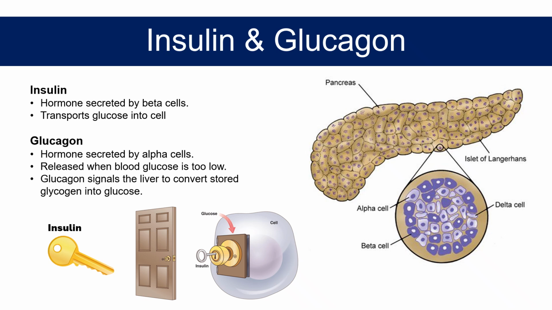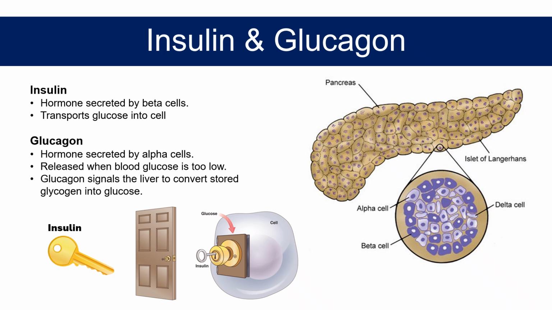Let's do a review of insulin and glucagon. So these are two hormones produced by the pancreas. The pancreas is made up of alpha cells, beta cells, and delta cells. We're going to focus on the alpha and beta cells. So insulin is produced by beta cells and glucagon is produced by alpha cells. And insulin and glucagon oppose each other. So this means that insulin's goal is to decrease blood glucose in the blood, and glucagon's goal is to increase blood glucose in the blood. And by these two working hand in hand, our body is able to maintain normal levels of blood glucose.